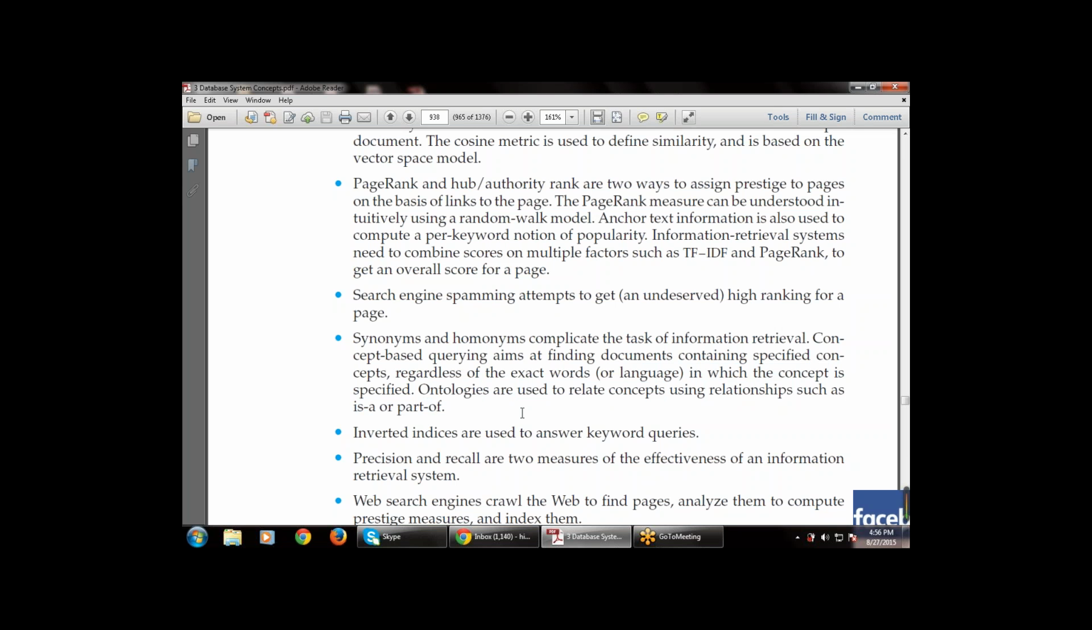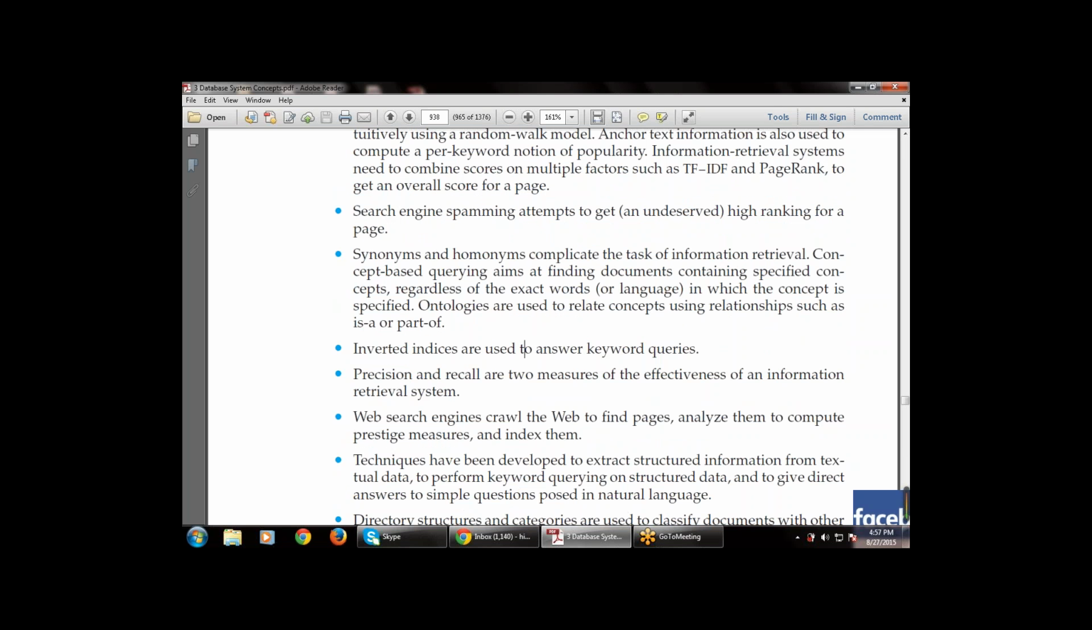So an ontology provides the type of relationship, that is, an is-a relationship or a part-of relationship. Then inverted indices are used to answer keyword queries. So inverted indices are also used to provide the answer to the keyword query.